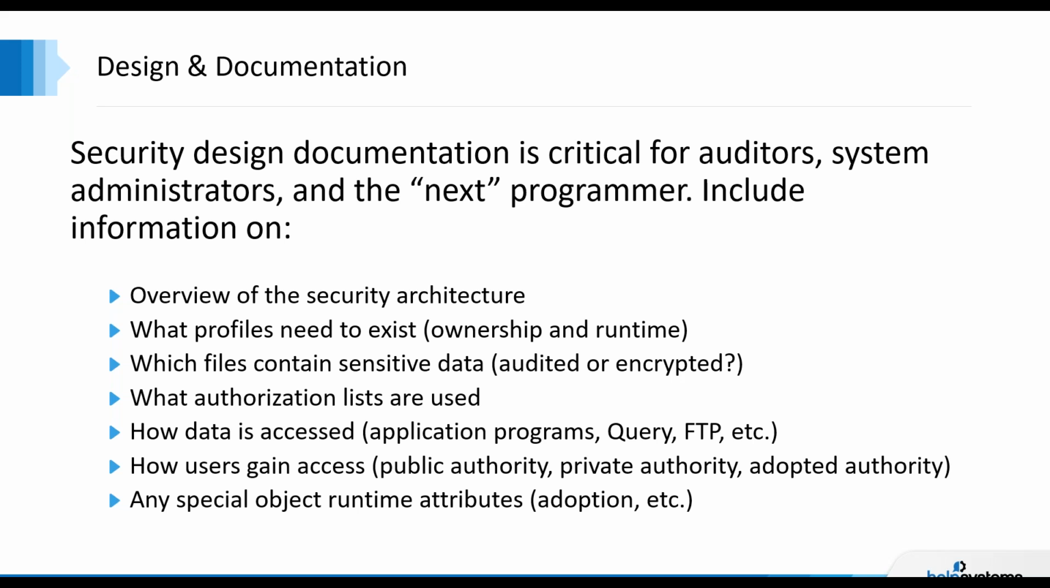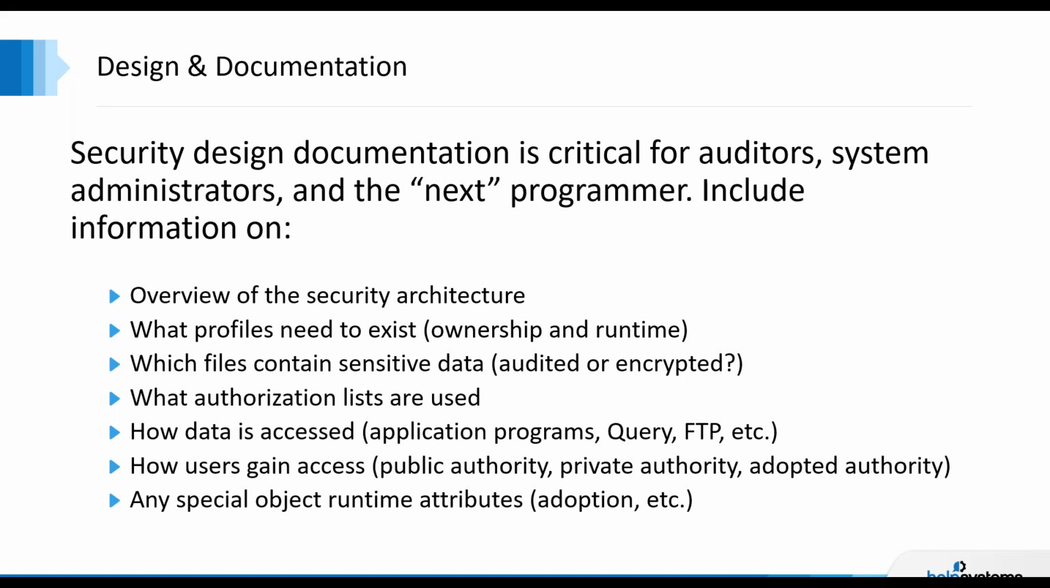We want to consider if we're using authorization lists, which is a function that I will explain throughout today and the next session, and we'll introduce that idea. But if you are using authorization lists, then let's document the names of them and what they're being used for, again, as great reference material. We want to consider and document how the data is accessed by the approved users. What are the names of the application programs? Perhaps that is overkill, but what types of applications are going to be accessing the data? Is it just a native application? Is it an open source application? Are we using query? Are we pulling data through FTP or ODBC?